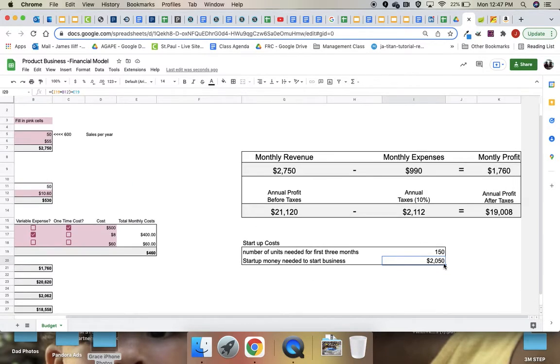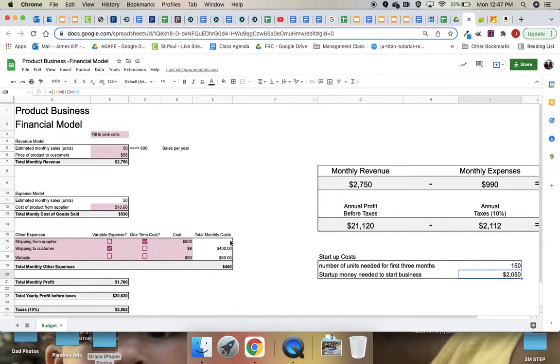So that is how you use this financial model to start to calculate out all of your expenses and profit and revenue for this business. Good luck. I can't wait to see what you come up with.